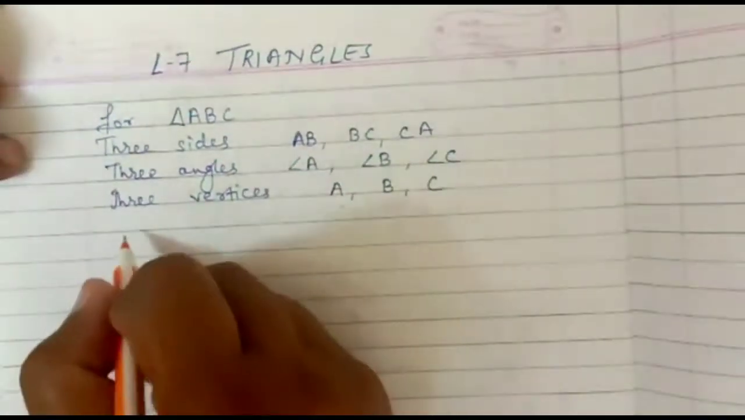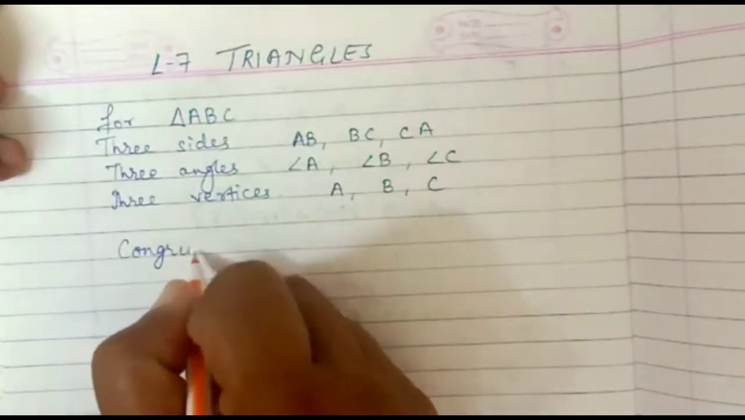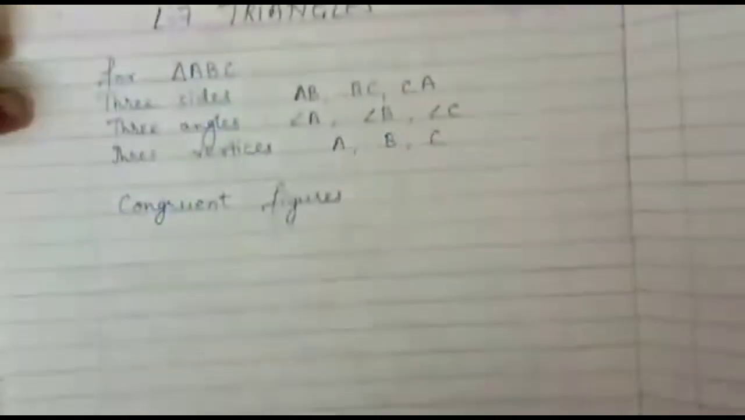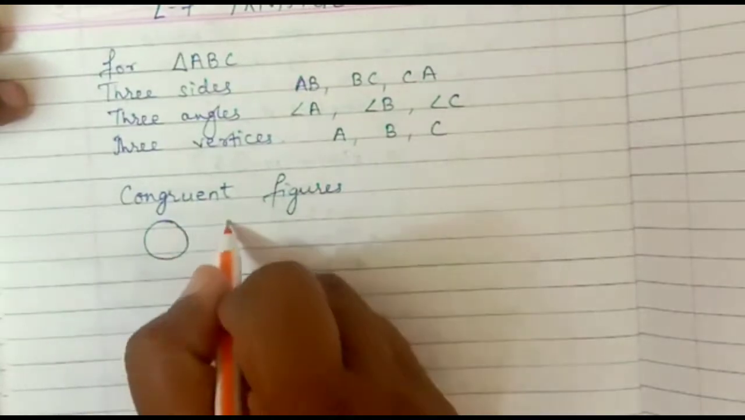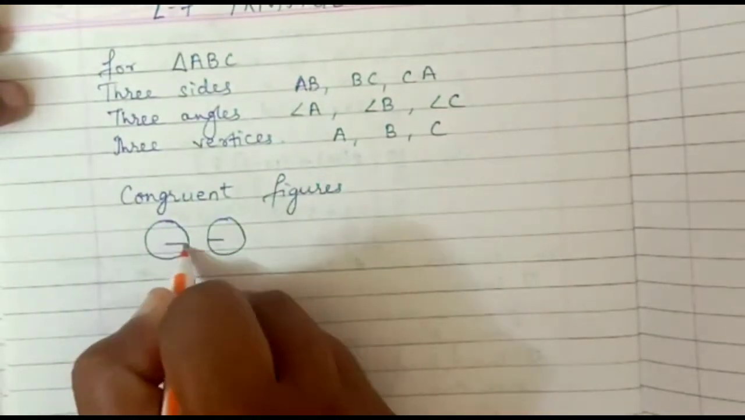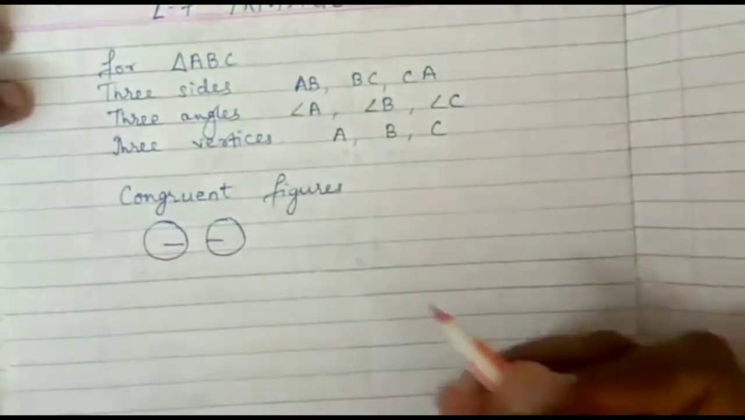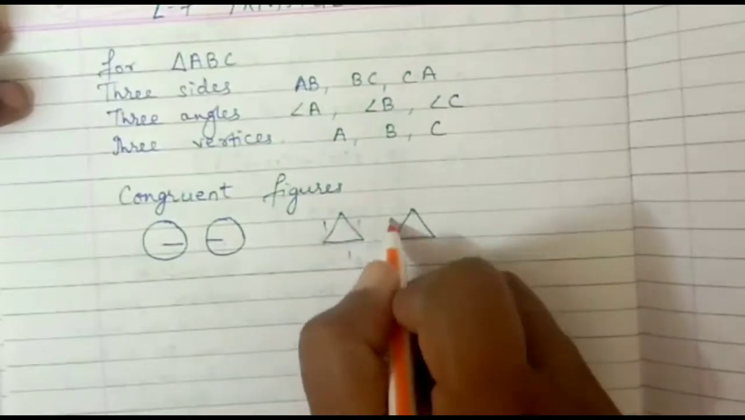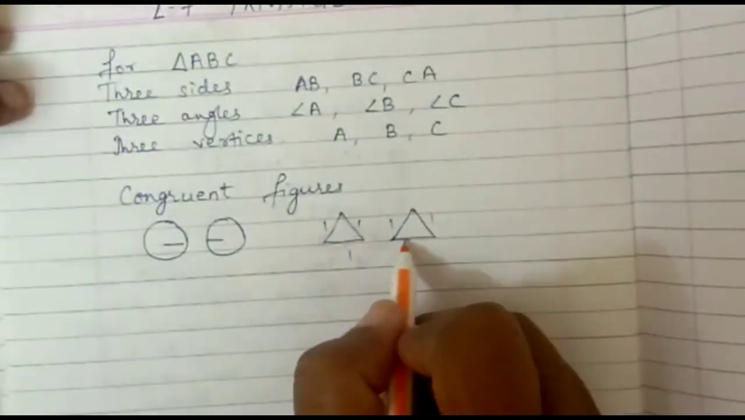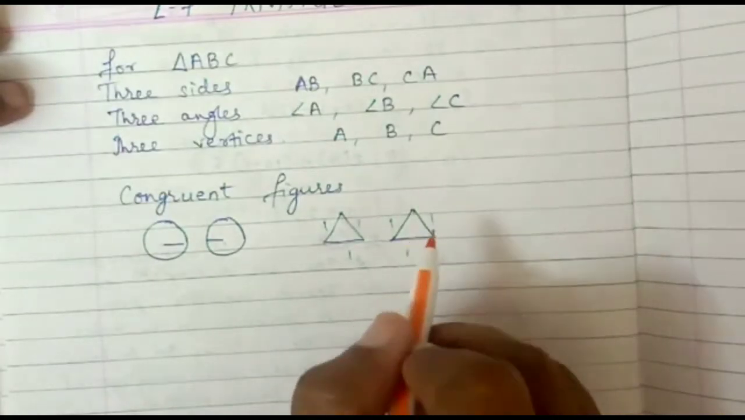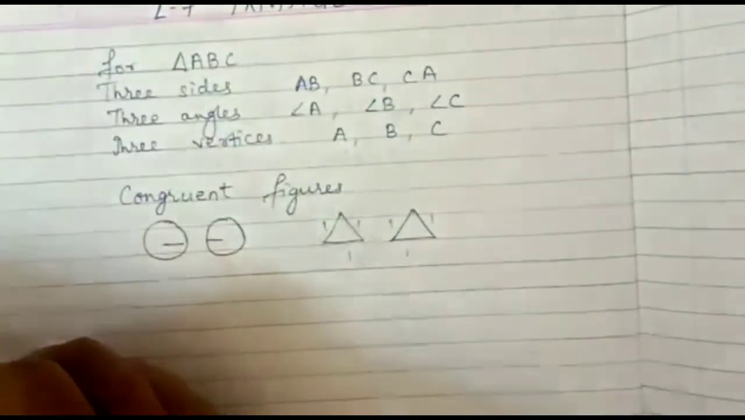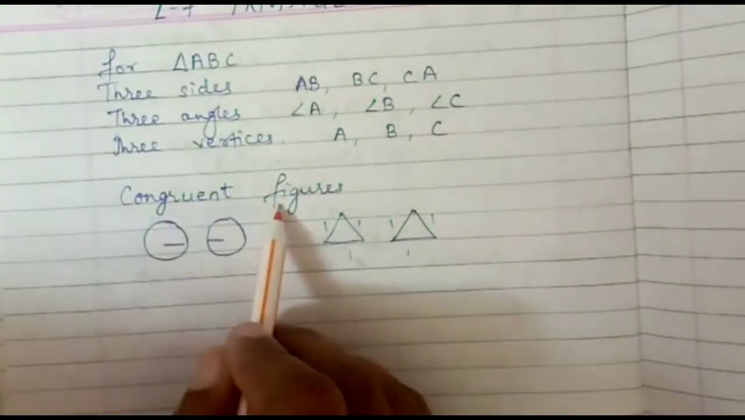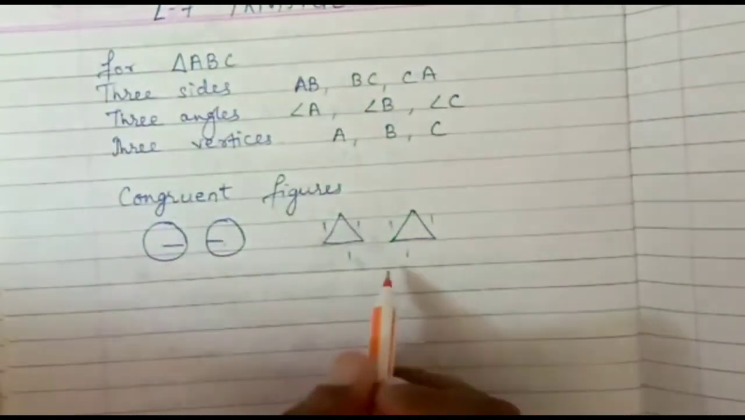Now before going to congruent triangles, first we will learn about the property of congruence, or we can say we will learn about congruent figures. So suppose I am talking about two circles. If these two circles have same radius, then we can say the two circles are congruent circles. If I have two equilateral triangles of the same measure, 1 unit, these two triangles are also said to be congruent triangles. Similarly, if you have two squares again with the same measure of the sides, then we can say the two squares are also congruent figures. So this is the concept of congruent figures.